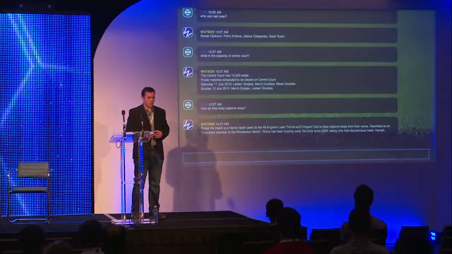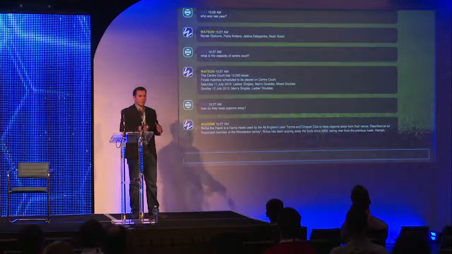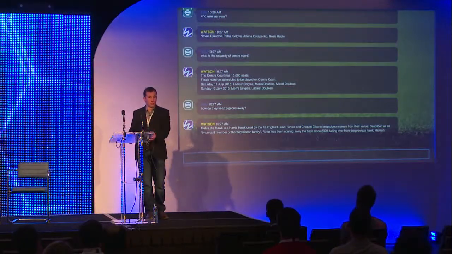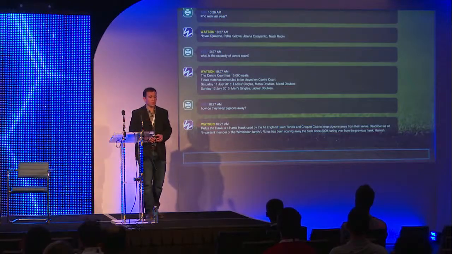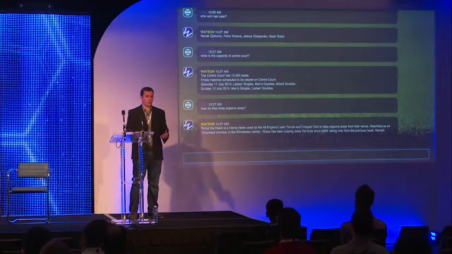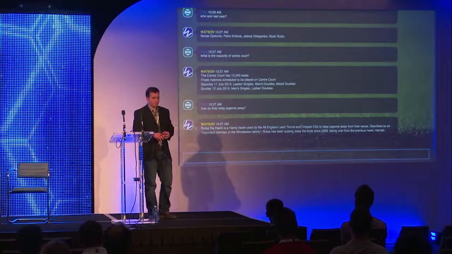You can ask it questions like, what is the capacity of centre court? Now, that's not something that's part of the kind of tennis record, the sporting record, but it is something that's in the unstructured data, something that's in the unstructured corpus. So that question is better answered by the Watson side of the brain. So the answer you get back there is a passage from the corpus of data.